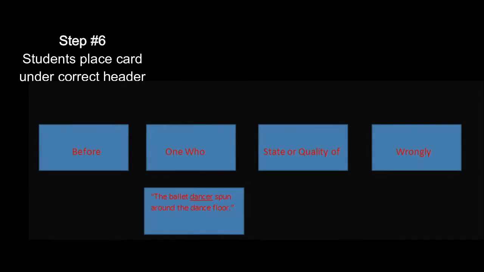And then the student will need to place the card under the correct header card. So in this example, the affix is ER, which means one who, so they place it under the header card that says one who. So students can continue until all the cards are placed under the correct header card, and then the teacher can circulate to answer any questions or verify any answers.